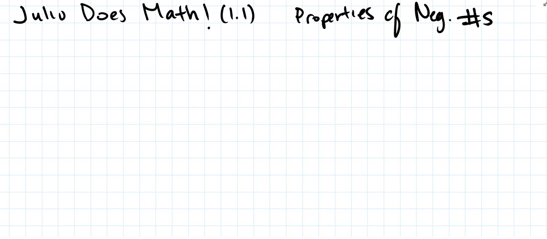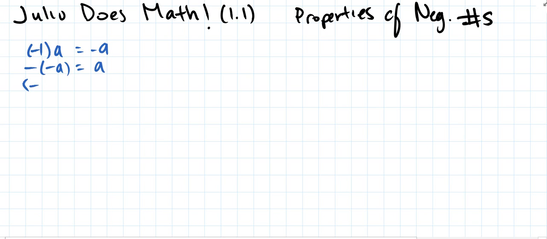Okay, so in this video we're going to keep exploring the properties of real numbers. And here we're going to see the properties of negative numbers. So if you have negative 1 and you multiply it by a number a, what do you get? You get negative a. If you have a negative number 1 with negative a, you get what? Positive a. If you have negative a times a positive b, you get negative ab.